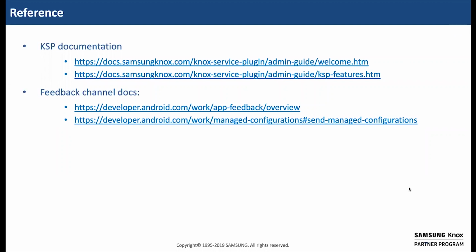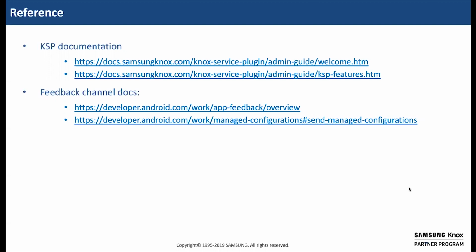Last question I have is, does KPE or KSP have the most authority in a config? I'm not sure I understand the question. Can you please elaborate? So again, KSP is basically a channel through which you deliver the KPE features. So it's not a replacement of KPE. KSP is just a channel through which you can enable the KPE policies.